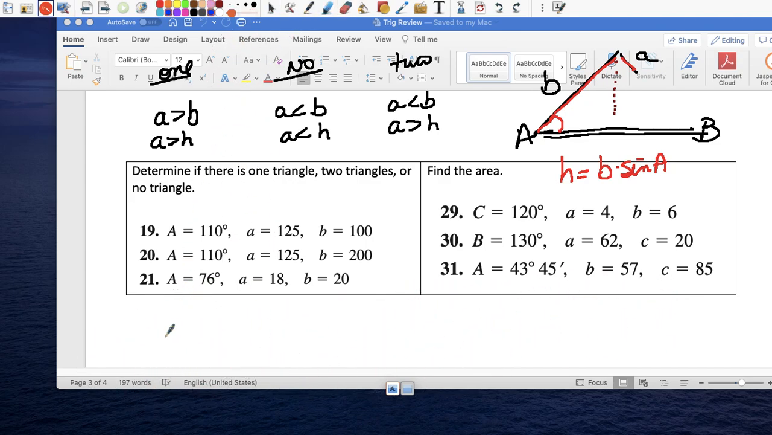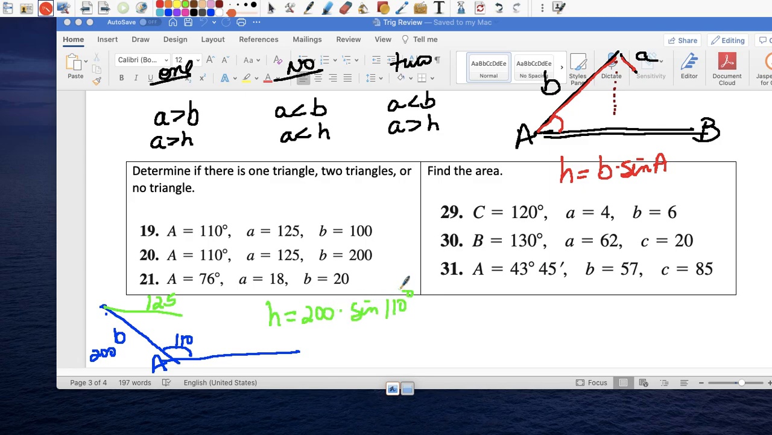Let's try 20. If I can draw a better triangle. Again, 110 degrees. Call that A. This is 110. And this is 200. Right, and little a, which I'll put in green, I'll draw the whole thing, is 125. Let's find the height of the triangle first of all. So height equals 200, or little b, times sine of 110. And we get 200 times sine of 110, and we get that the height is 187.94.